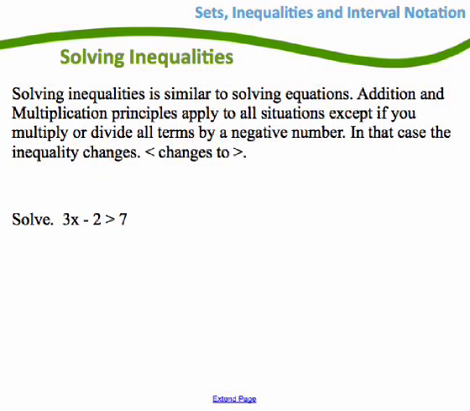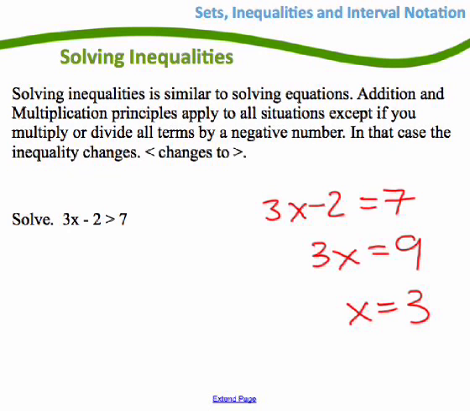For example, this equation, 3x minus 2, if I had said equals 7, I would add 2 to both sides, and then divide both sides by 3, and I'd have my solution. In this case with solving inequalities, I do the same thing. The same rules apply. So I'd add 2 to both sides, 3x is greater than 9, divide both sides by 3, and I would get as my answer, x must be greater than 3.